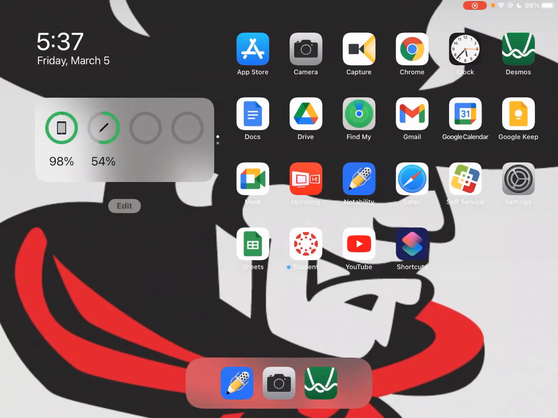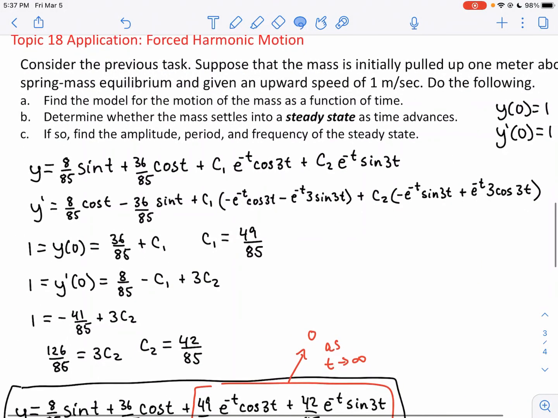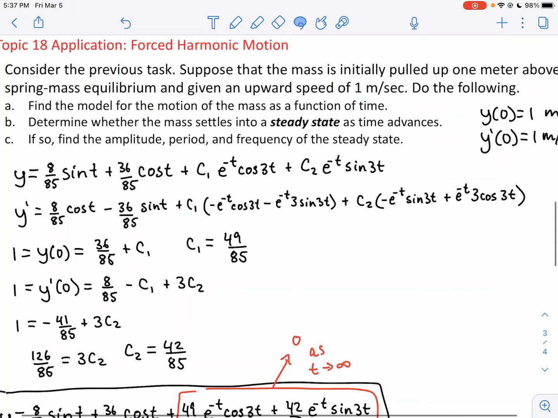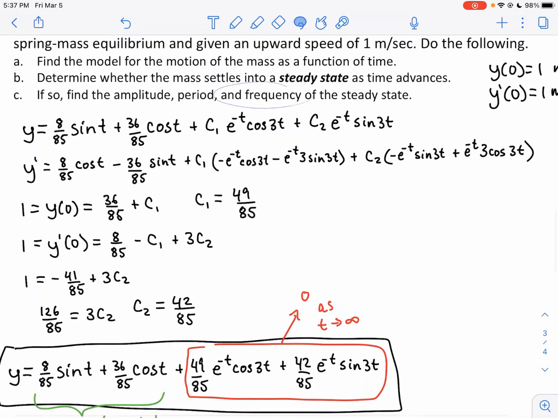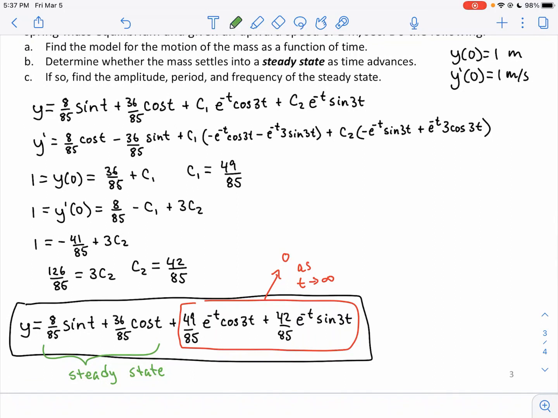So the final questions of this task were to next determine whether the mass settles into a steady state. The answer is yes, it does. You just look for the components that would drown out to 0 as t goes to infinity and remove them. And then whatever's left we call the steady state. And if so, find the amplitude, period, and frequency of the steady state. So frequency is something new that we are talking about. We haven't mentioned that yet. But amplitude and period. So our steady state is a combination of the sine and cosine function. So that's what we want to focus on.